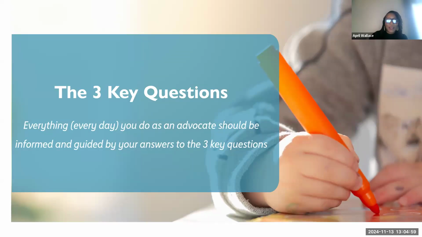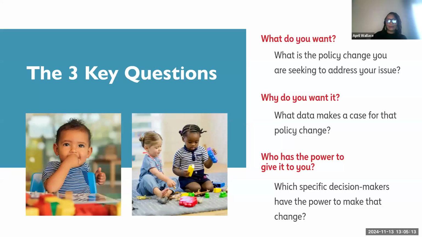Our first step in building power for your advocacy is answering three key questions. Everything you do in your campaign should be informed and guided by your answer to these three key questions. Next slide. So it's tempting to want to jump right into advocacy methods and strategies, but winning policy change campaigns are those that are guided by these three questions. What do you want? Why do you want it? And who has the power to give it to you?